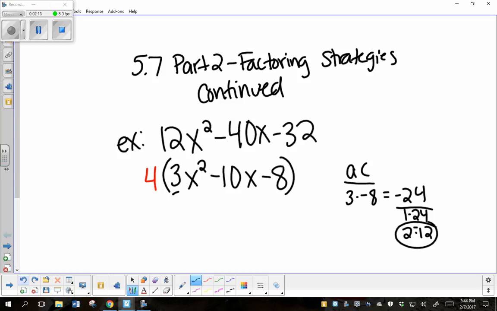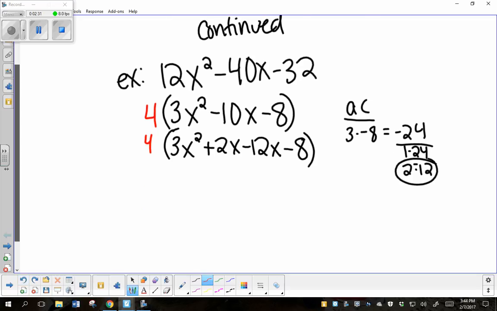So I'm going to rewrite this part in the parentheses, but I'm going to replace that negative 10x with plus 2x minus 12x and keep the 3x squared and the minus 8 the same. Keep in mind that we still have that 4 on the outside. We really don't want to forget that. If it was a test, I might even go ahead and write the 4 on my answer line to make sure I don't forget it.